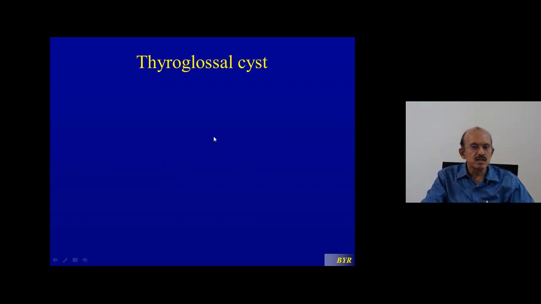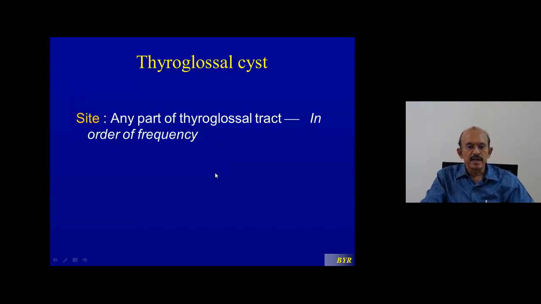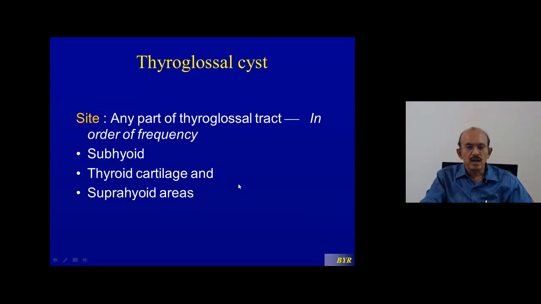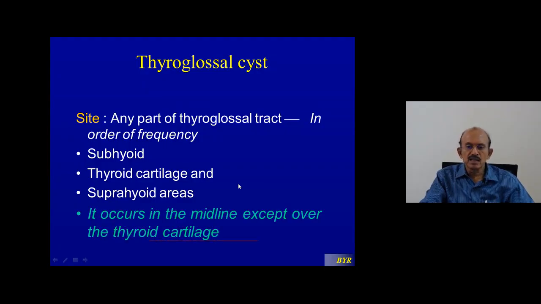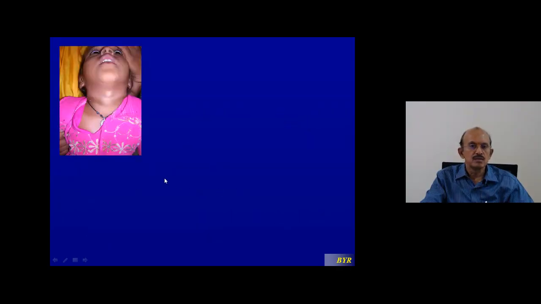Then thyroglossal cyst. Site: it can occur in any part of the thyroglossal tract. In order of frequency, it may be subhyoid, over the thyroid cartilage, and in suprahyoid areas. It occurs in the midline except over the thyroid cartilage. So you can see here one thyroglossal cyst above the hyoid bone. So this is a suprahyoid thyroglossal cyst.